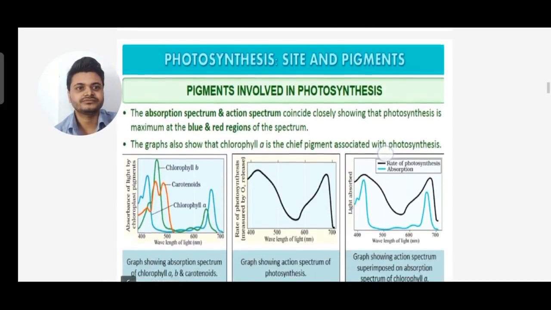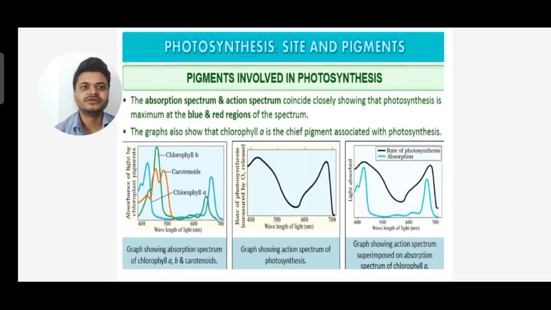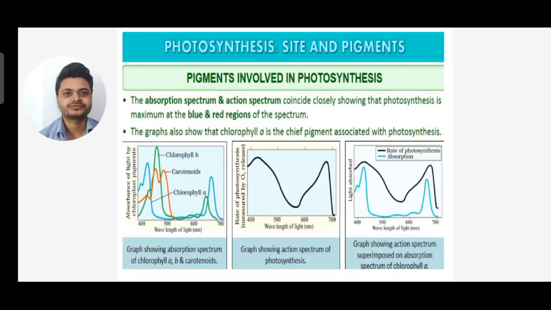Now pigments involved in photosynthesis. You can see the first point: the absorption spectrum and action spectrum coincide closely, showing that photosynthesis is maximum at the blue and red regions of the spectrum. So you can see in the action spectrum and absorption spectrum that photosynthesis is maximum at blue and red regions of the spectrum.